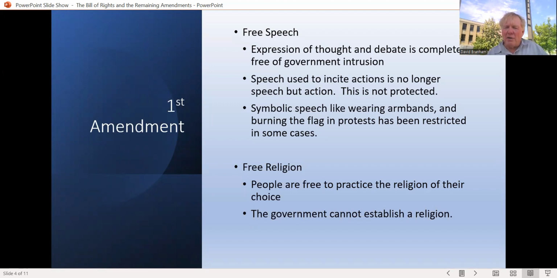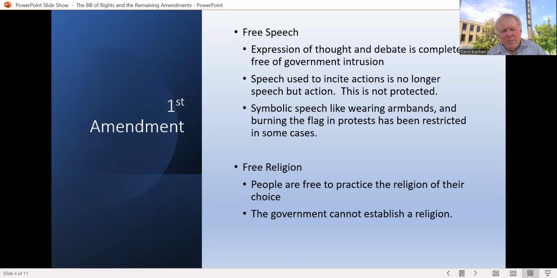The other thing is symbolic speech, like wearing armbands or burning the flag in protests. That's been restricted in some cases. For instance, if you want to burn a flag in your backyard in protest and you're not inciting anything, you can do that. You can burn the American flag in the privacy of your own home. But if you take it out in public and start doing it to incite action, then you can be held liable for that. So symbolic speech is something you have to be very careful with as well.